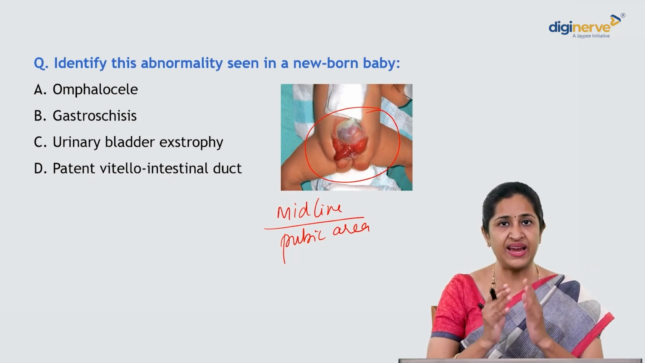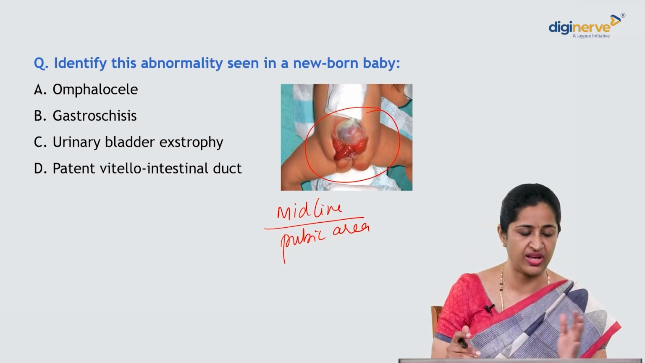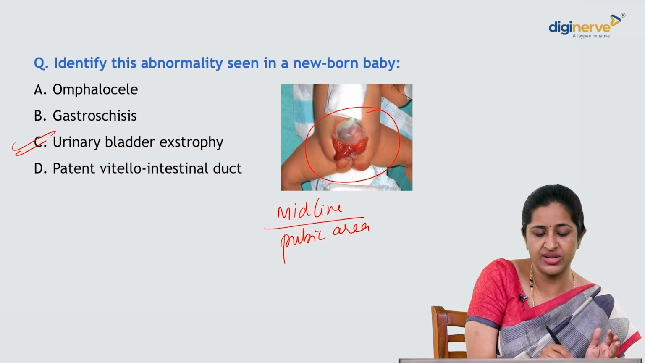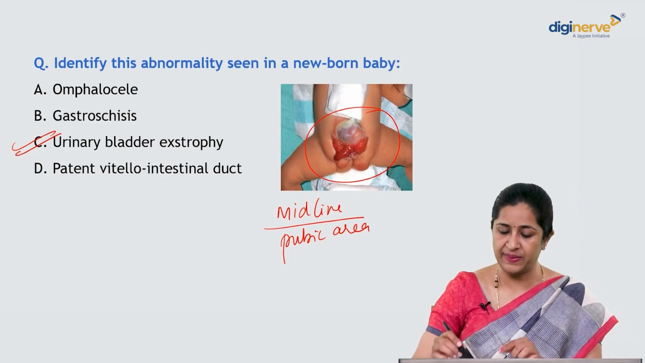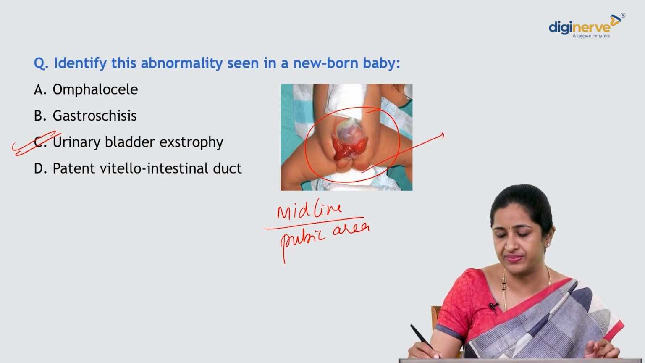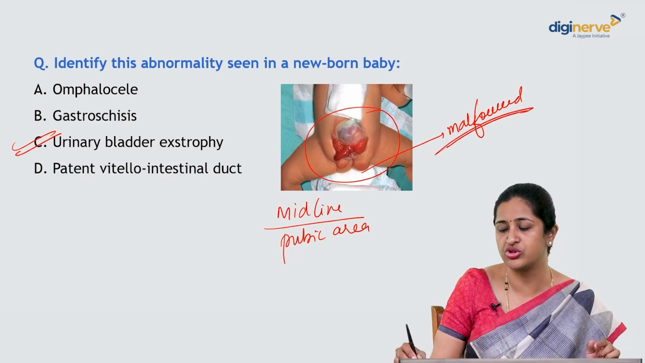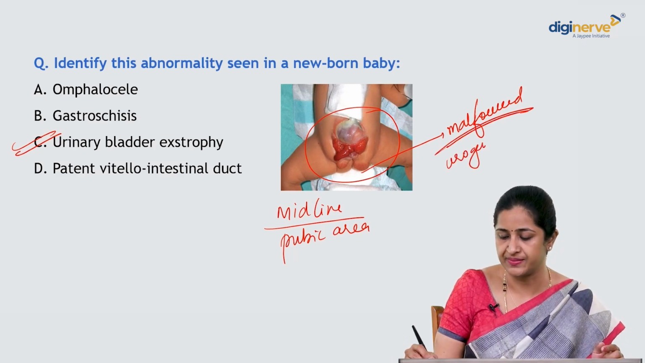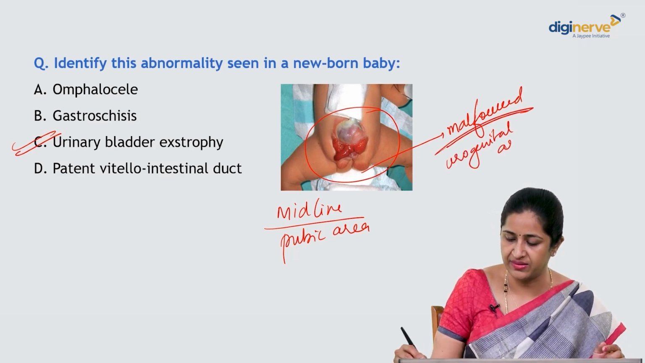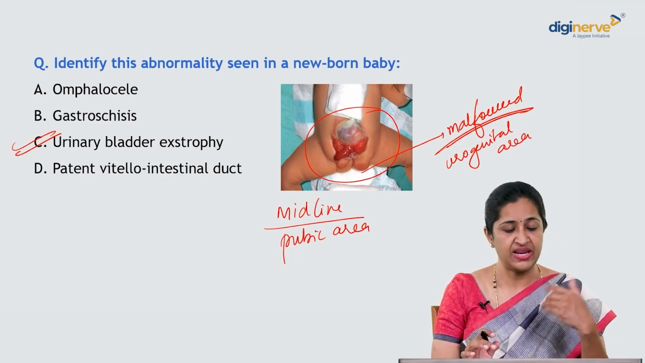So in the midline, in the pubic area and the suprapubic area, what is the diagnosis that you're going to have? You're going to have a diagnosis of urinary bladder extrophy, because if you can see, even the genital areas are very malformed. Malformed urogenital areas. So the diagnosis is bladder extrophy. And look at the options.